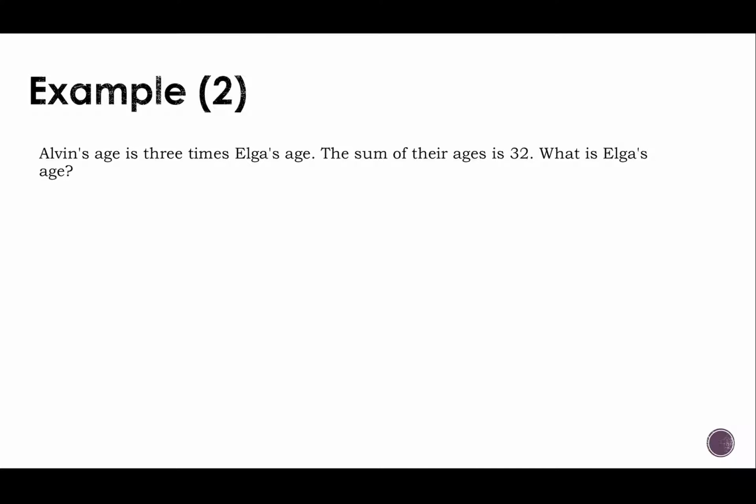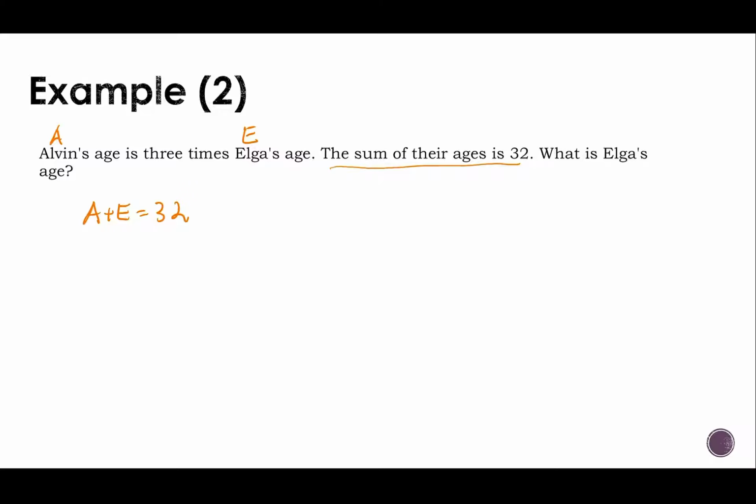Alvin's age is 3 times Elga's age. The sum of their ages is 32. What is Elga's age? Okay, so let's assign variables. We're going to go easy. How about A and E? And I'm going to use capital letters this time because I can do what I want. So I know the sum of their ages is 32. So I know A plus E is 32.